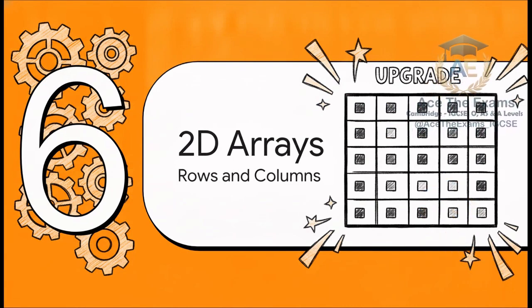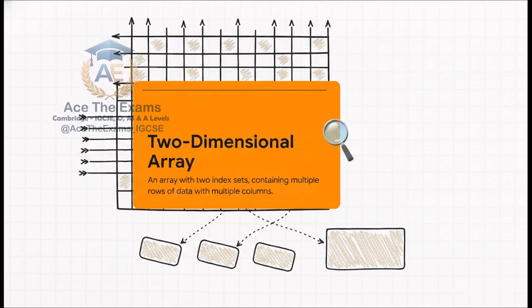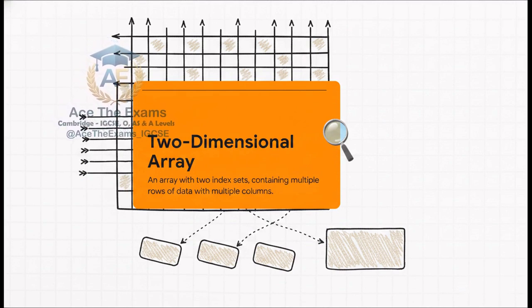This is the final boss of our explainer today, and a key differentiator for top-tier exam grades, the two-dimensional array. Let's see how this massive upgrade completely transforms our code. Instead of juggling multiple parallel 1D arrays, a two-dimensional array holds everything under one single unified identifier. It does this by using a combination of two index sets instead of just one.